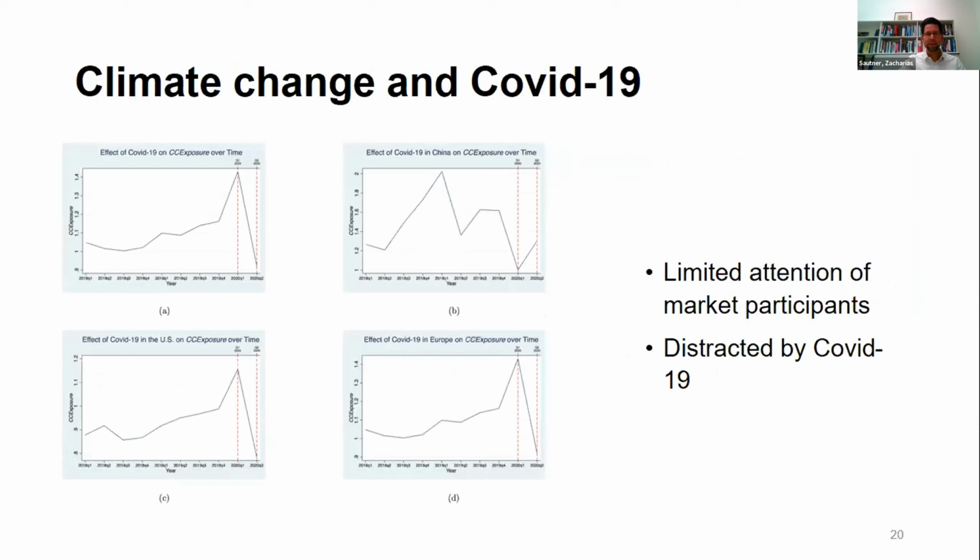Now, an analysis we recently added was looking at how COVID-19 has affected our measure of exposure. And I think here we have some very interesting results. There seems to be some crowding out, right? It seems that COVID-19 has shifted the attention away from climate change. And I think this is a big risk we're facing at the moment, because it's shifting away the pressure from companies.